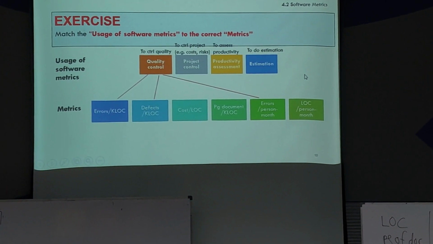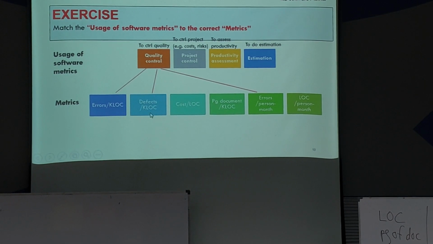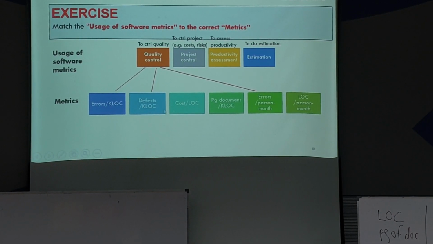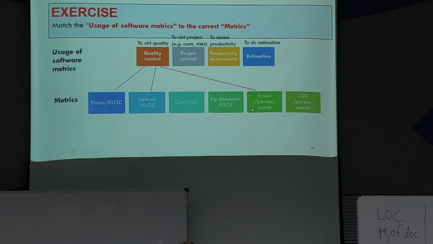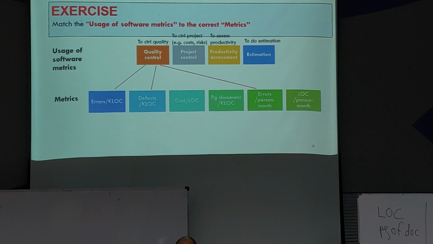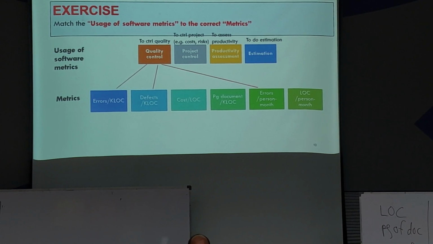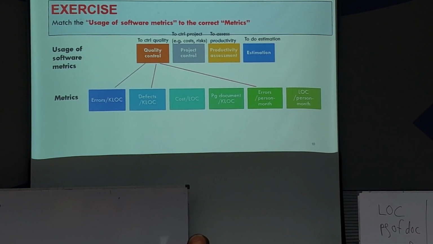For quality control, errors per 1,000 lines of code, defects per 1,000 lines of code, errors per month can be used to measure quality. And if quality is decreasing, then you know that you have to do something.